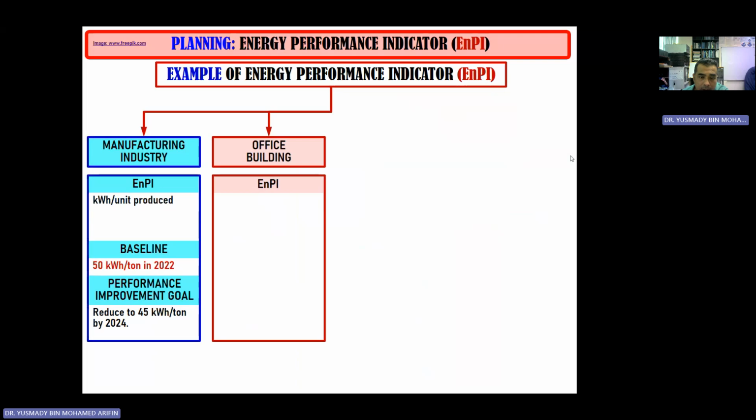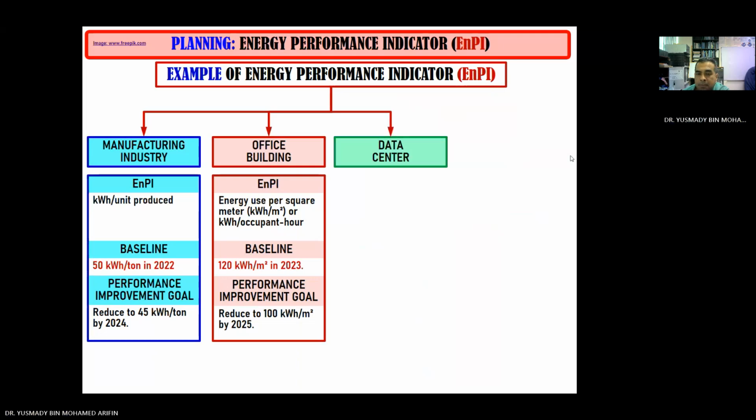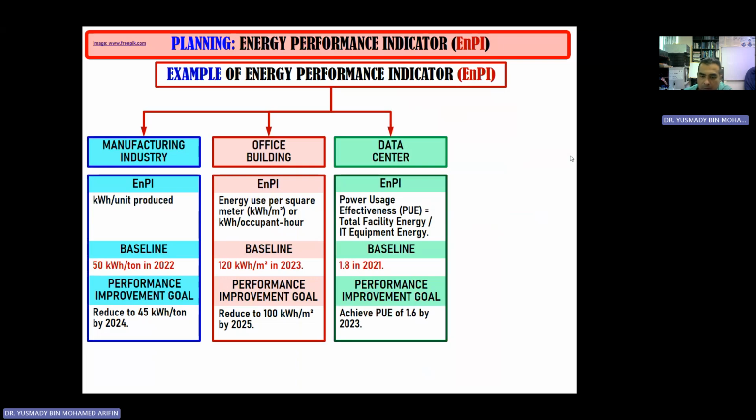For the office building, the ENPI will be energy use per square meter, kilowatt hours per square meter, or kilowatt hours per occupant hour. Baseline 120 kilowatt hours per square meter in 2023. Performance improvement goal: reduce to 100 kilowatt hours per square meter by 2025. Data center ENPI, power usage effectiveness PUE, equal to total facility energy divided by IT equipment energy, baseline 1.8 in 2021, performance improvement goal, achieve PUE of 1.6 by 2022.